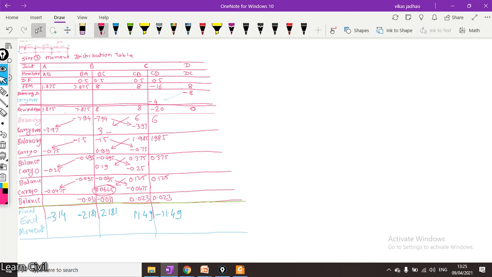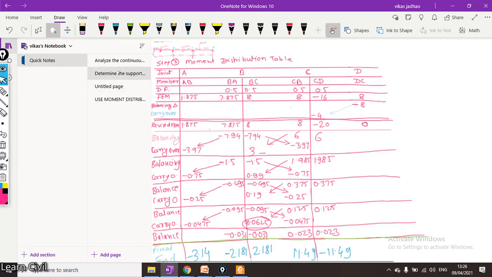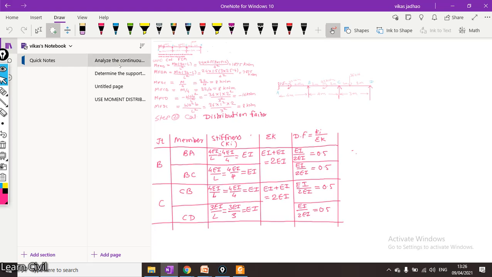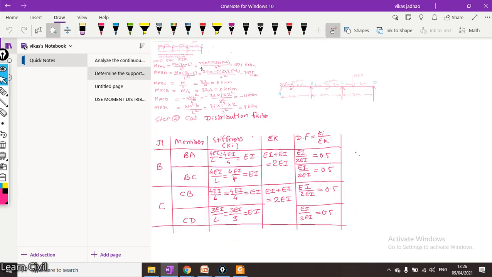The last but one step will be to calculate the free end moments. We will have to calculate the free end moment. Just a minute, copy this. Now we will require the bending moment, our beam diagram. So we'll copy this from here.